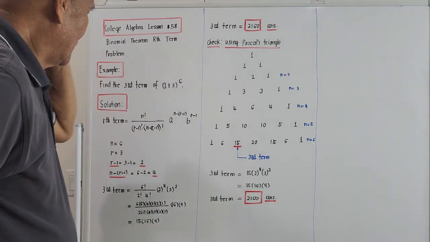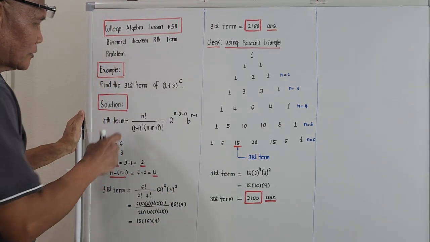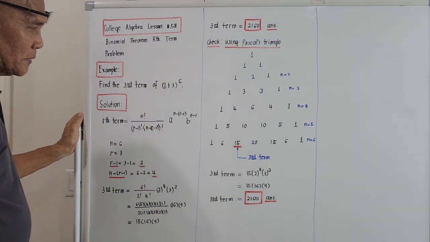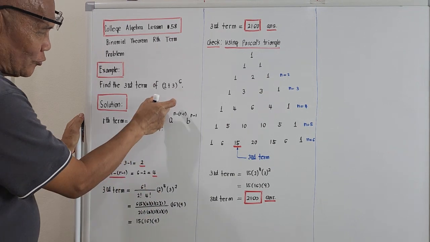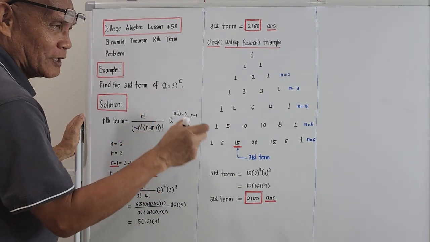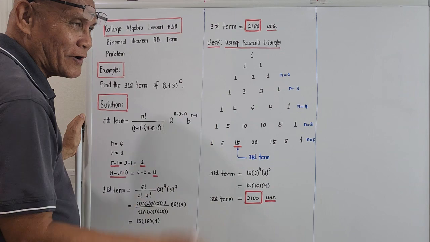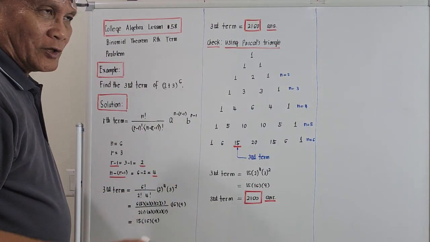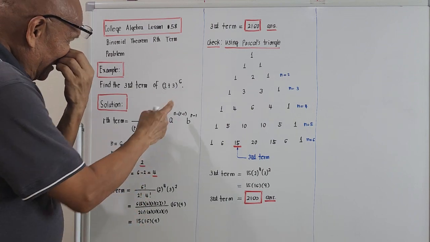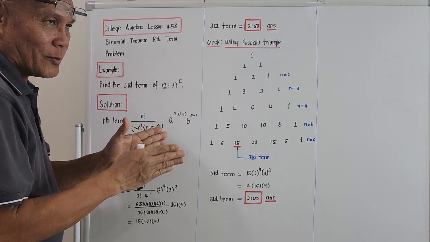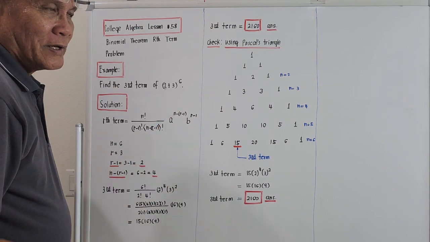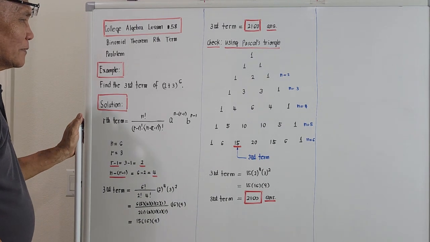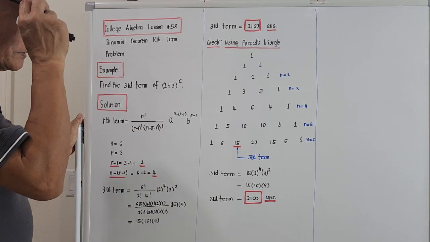To bring out the third term of the given binomial 2 plus 3 raised to the 6th power, if we expand this binomial, the total number of terms is actually 7, because the total number of terms from our concept is n plus 1. If n is equal to 6, the total number of terms is 7. And the problem is asking for the third term.